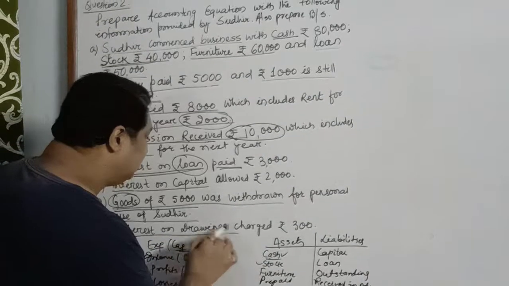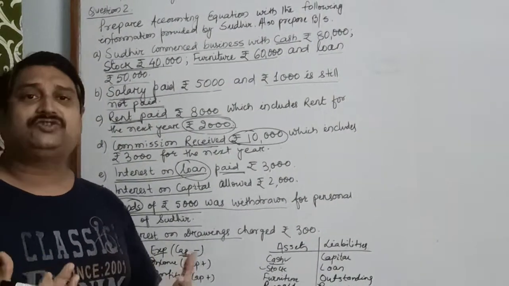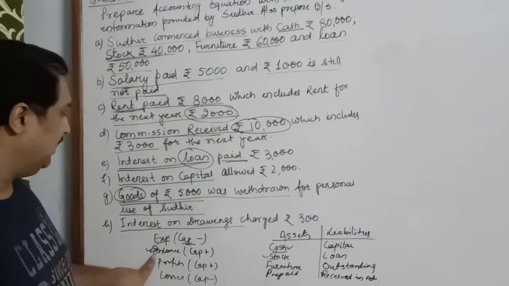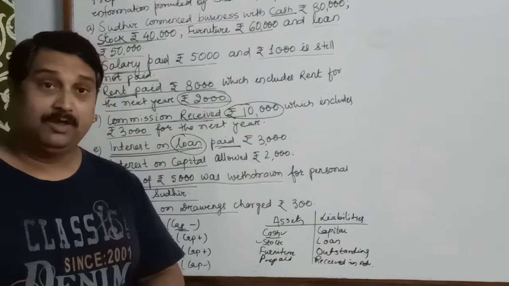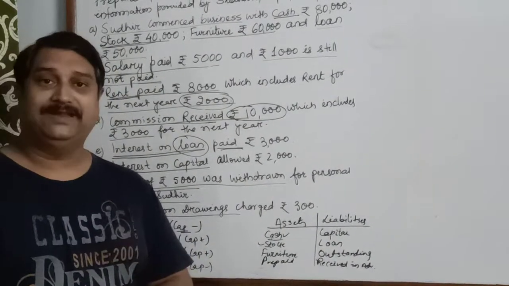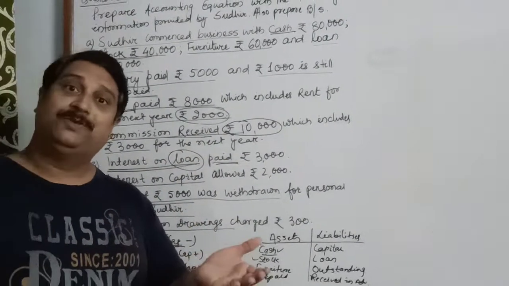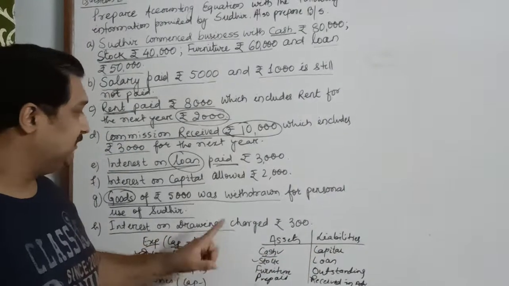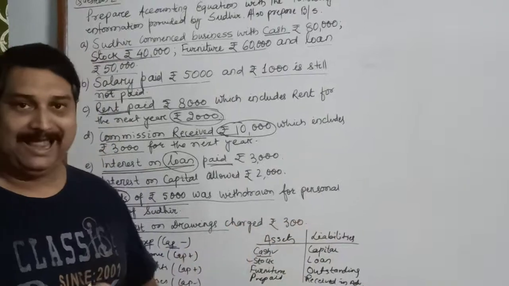Now, the next one is interest on drawings. What is interest on drawings? Interest on drawings is an income for the business. So what is to be done with the income? It must be added to the capital. But who is supposed to pay interest on drawings? The owner. But he will not pay it in cash. So it has to be reduced from his capital also. So that means interest on drawings will also be added and subtracted into the capital.